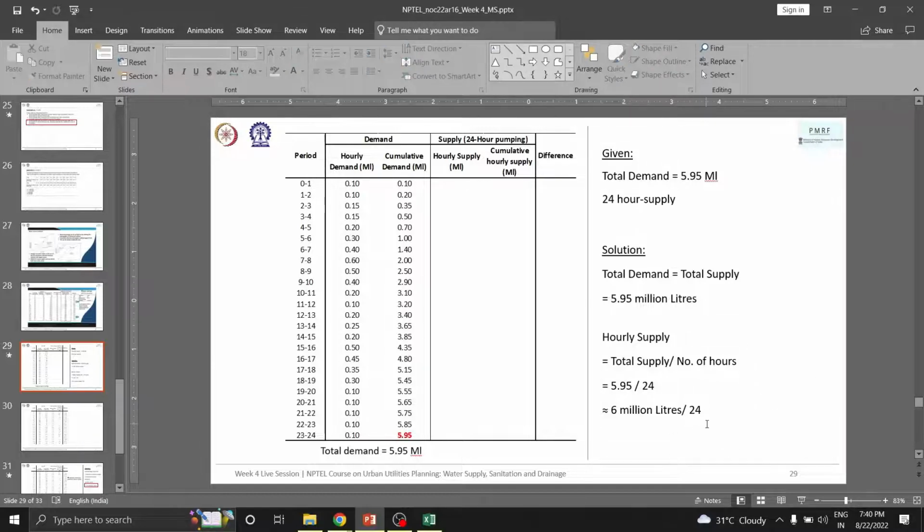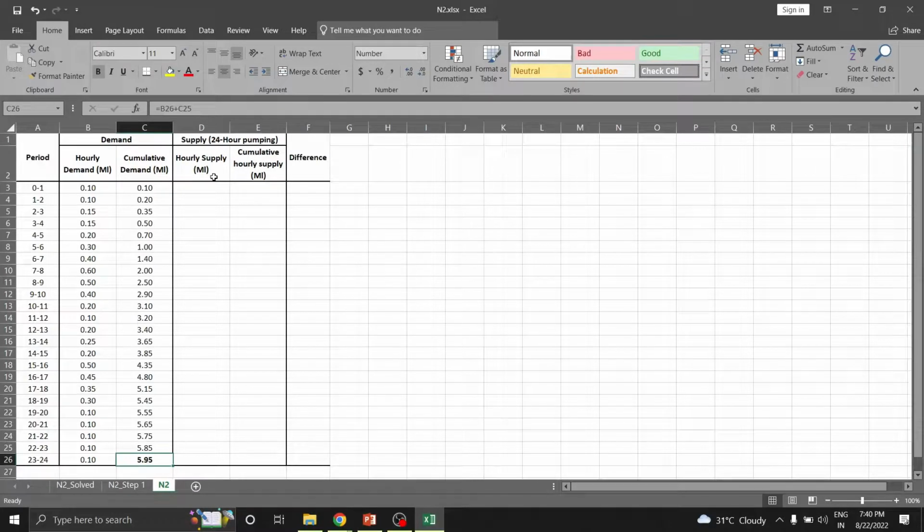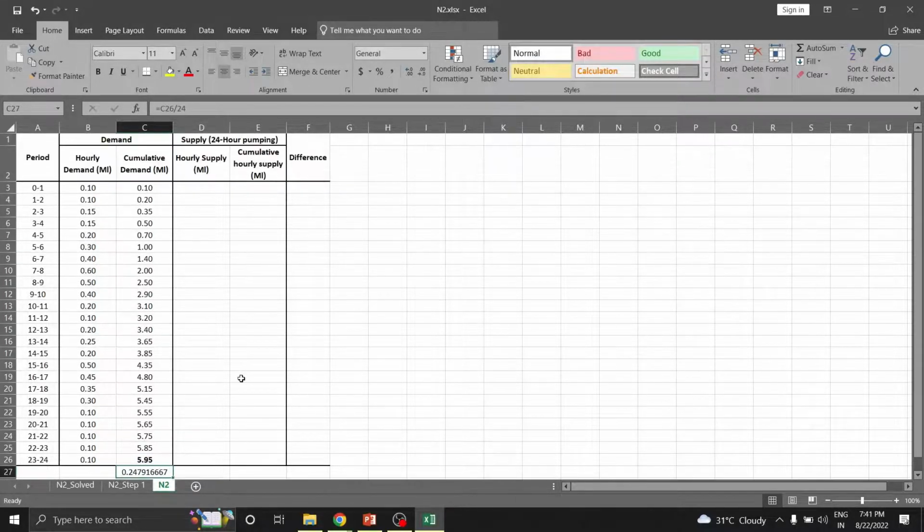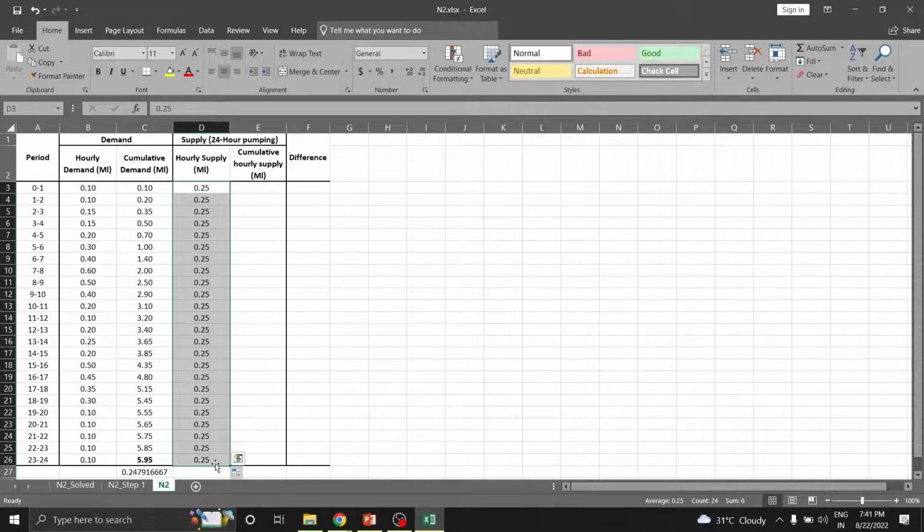Sorry, this one is not completed here. So what we do is we take 5.95 divided by 24, which will give you 0.25 hourly supply. 0.25 million liters will be our hourly supply. So we continuously in the city give an hourly supply of 0.25. So all of these values will be 0.25, right? We are essentially rounding it off, correct?